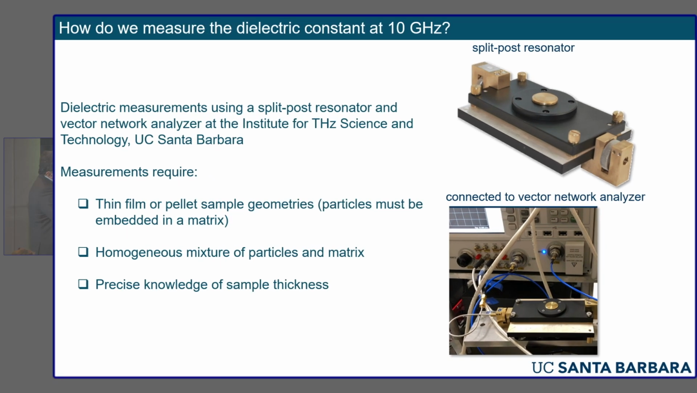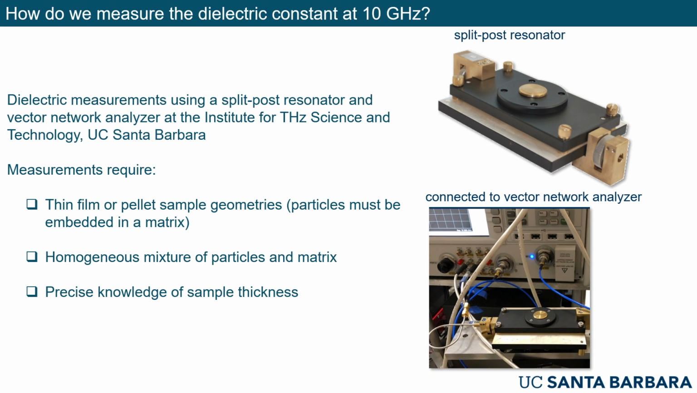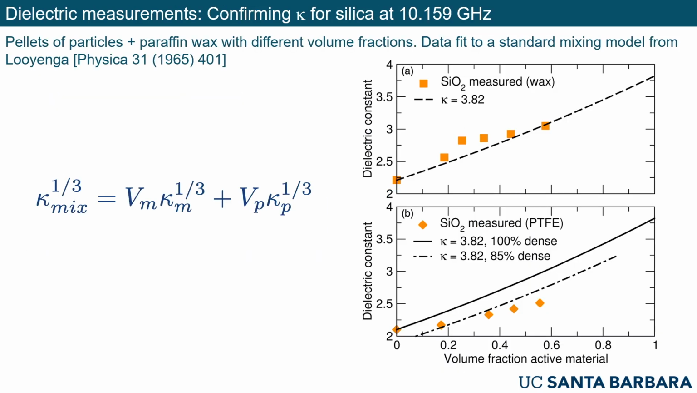And then measuring the dielectric constant at 10 gigahertz is not so easy. You have to use something called a vector network analyzer and a split post resonator. And you have to make composites of samples with paraffin wax. In fact, the traditional way of doing it is to make composites with PTFE, but we found that making composites with paraffin wax is actually much better because you don't have any porosity, and you then use this mixing law.